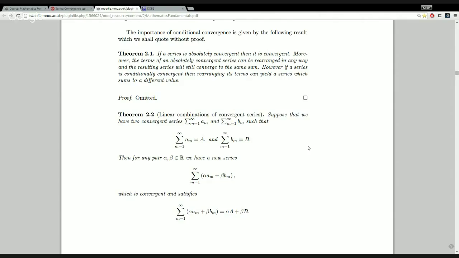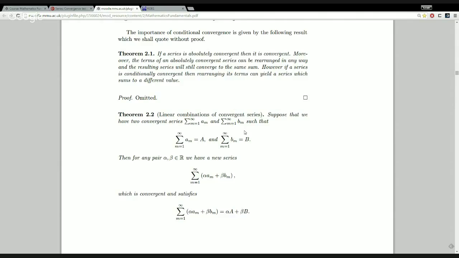It keeps the thing convergent, and the new series doesn't have some totally unrelated sum compared to the previous two. It has the very obvious sum that parallels the way the new series is constructed. So the limit of this new series will be alpha times the limit of the first series plus beta times the limit of the second series. Okay. So we proved that. We showed how that followed from the way we've defined convergence for series.